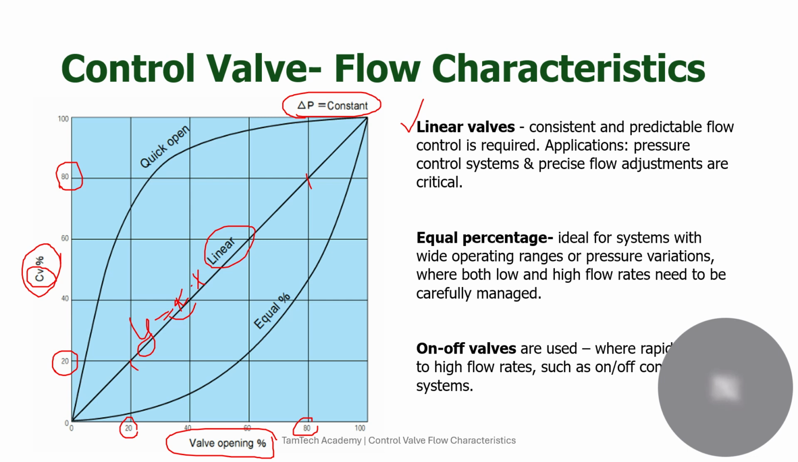Linear valves, in general, are preferred in situations where you need consistent and predictable flow control. In this case, they could be used in pressure control systems and some precise flow adjustments, and sometimes even in level control valves as well.